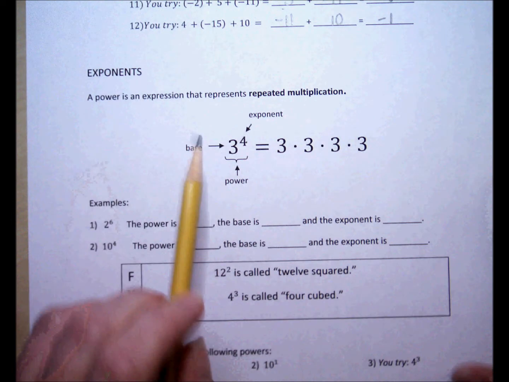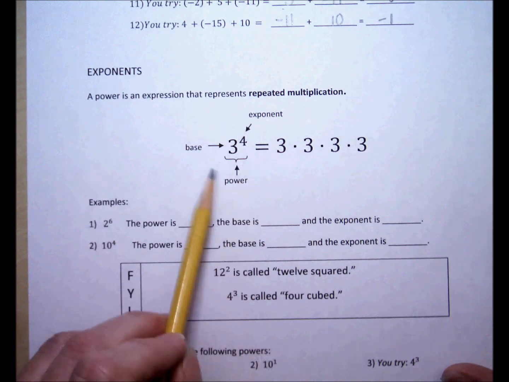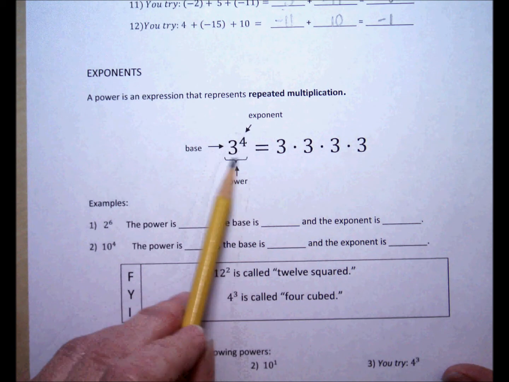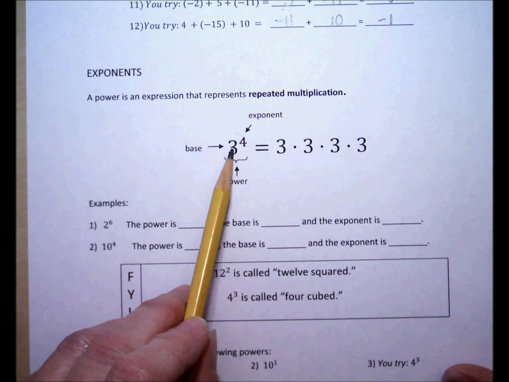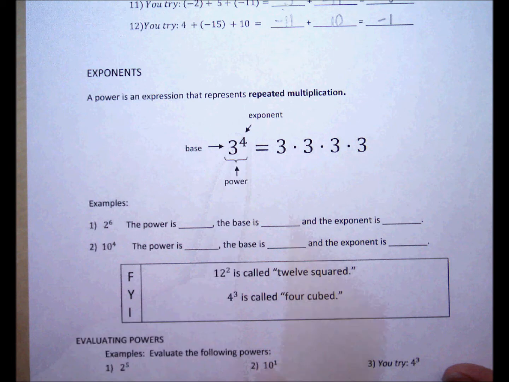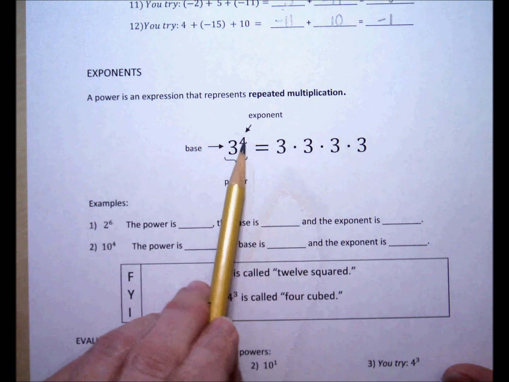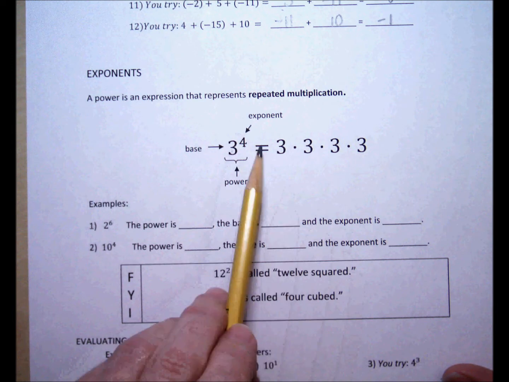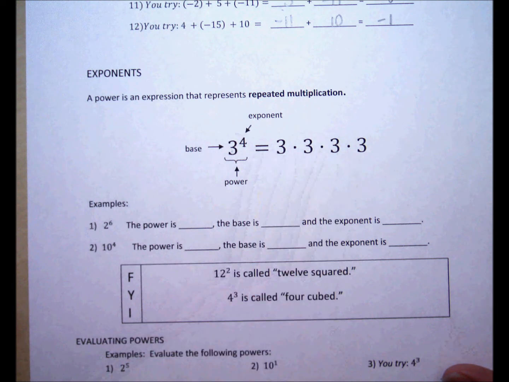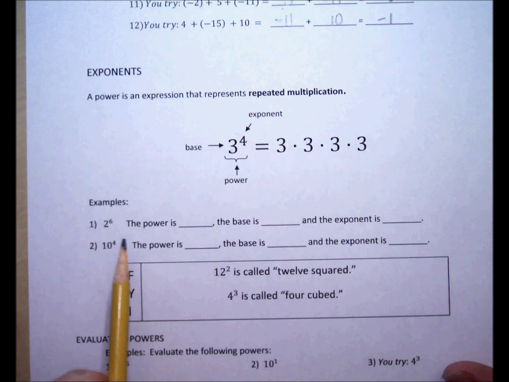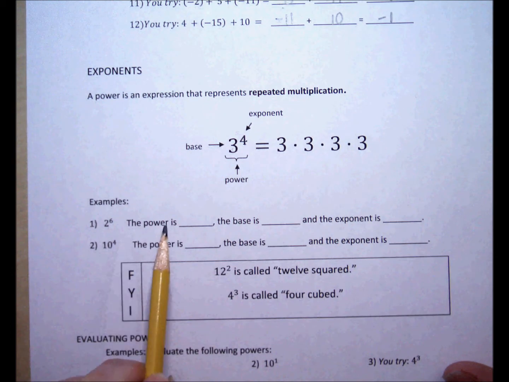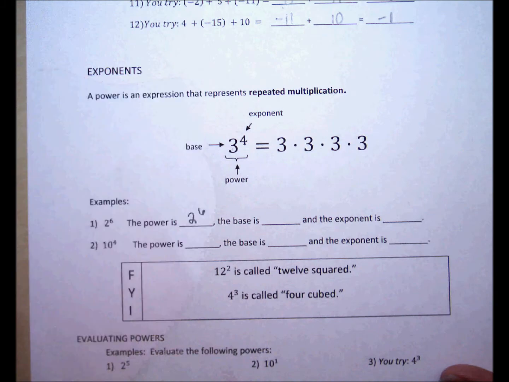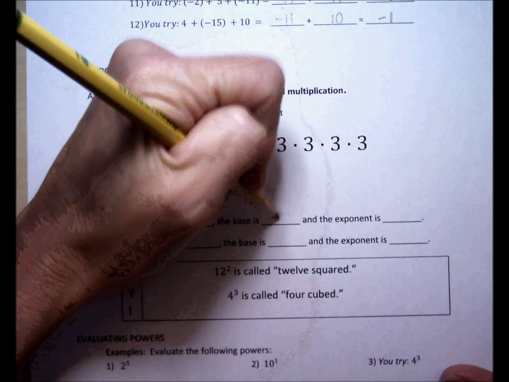Okay, now we're looking at exponents. A power is an expression that represents repeated multiplication. So if you have a power like this, and the whole thing is called a power, this number is called the base, this is called the exponent. This tells you how many times we're repeating the multiplication of this number with itself. So there are 4 3's being multiplied in this case.